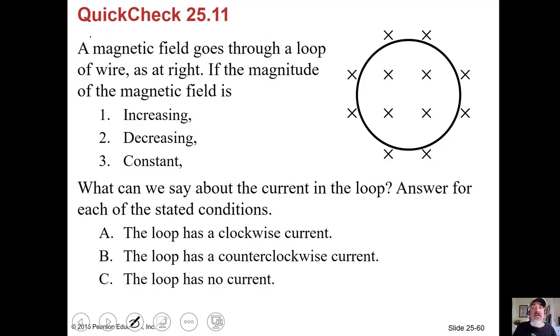Okay, so let's see what we have here. A magnetic field goes through a loop of wire at the right. If the magnetic field is increasing, what can you say about the current? Okay, so we went through all those actually, the first examples that we did. So there's the answer. Increasing, it would be B, counterclockwise, trying to kill off the increase. Number 2, decreasing, clockwise to try to get us back to where we start. Constant, nothing happens.